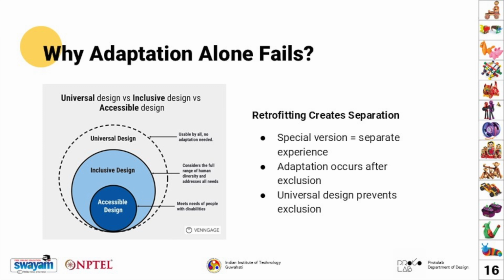Traditionally, design handled difference through adaptation. A toy is created first, then special handles, supports, or alternate instructions are added later. This seems helpful, but it has limitations. Adapted products often separate users. Some children use the main toy. Others use the modified version. That separation communicates difference rather than belonging.